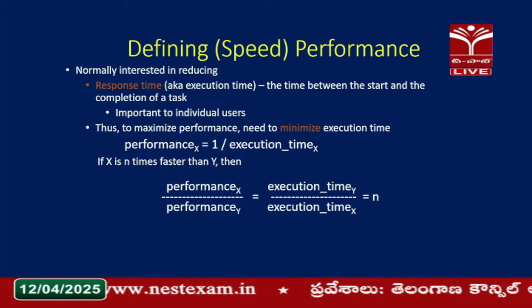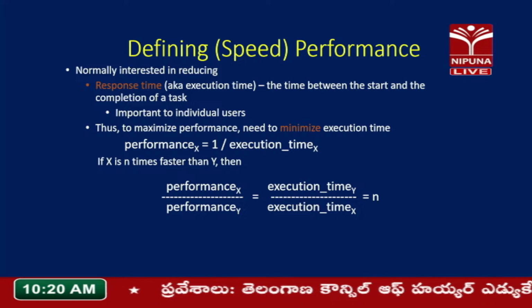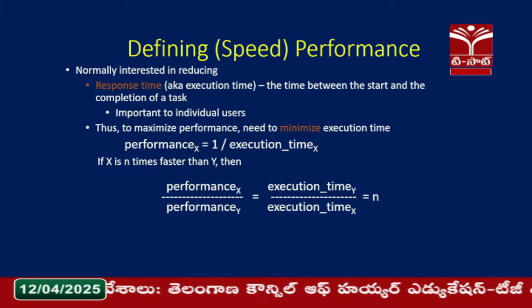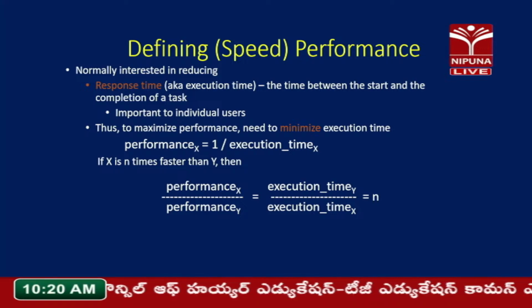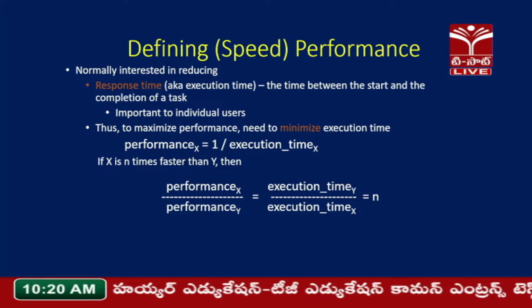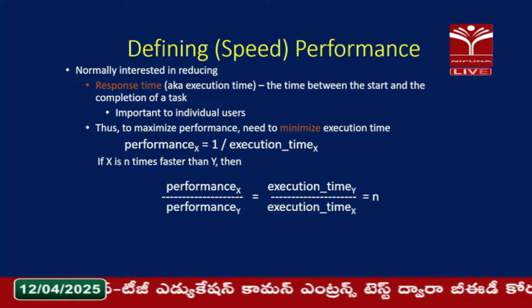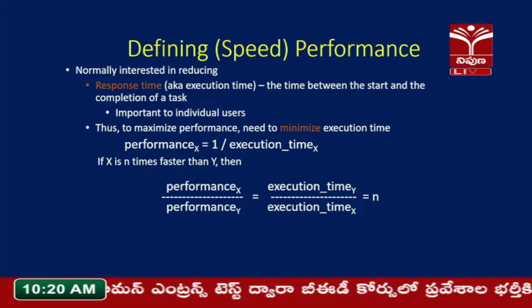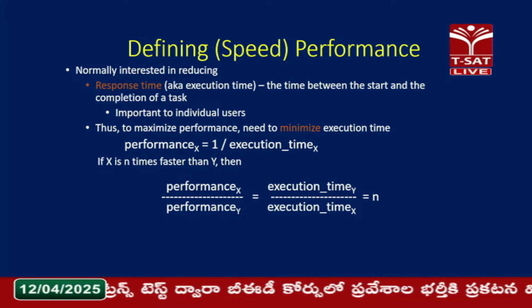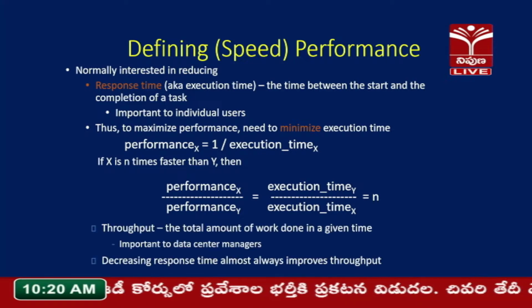So, if you want to compare two machines X and Y, you do a ratio, right. Performance of X by performance of Y is basically the execution time of Y by the execution time of X, and you get a factor. Depending on this factor, if it is more than 1, then X is better than Y. So, this is how you determine the performance at a basic level for the computer, looking at the response times.